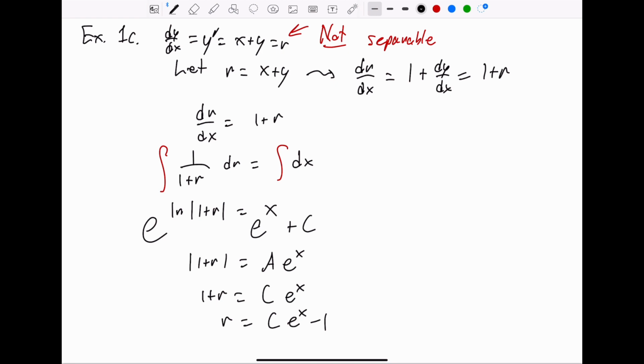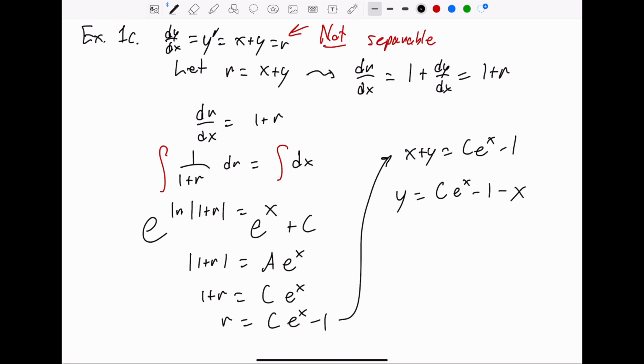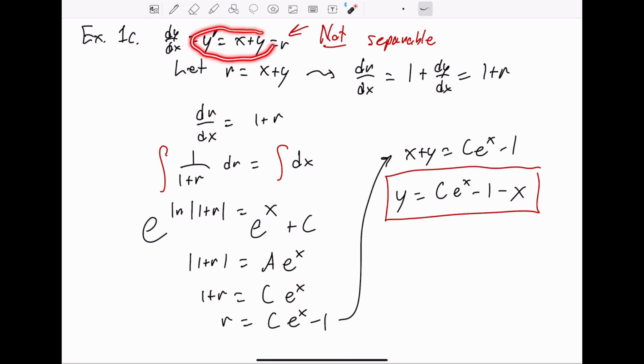Okay, so what does this do for us? Well, remember, r was equal to x plus y. So I can write this as x plus y equals c e to the x minus 1. Solving for y, I have c e to the x minus 1 minus x. And this is the general solution to the differential equation. So I think this is kind of cool. Even though we didn't have a separable differential equation to start with, we could still do this substitution trick and still find the general solution for the differential equation.